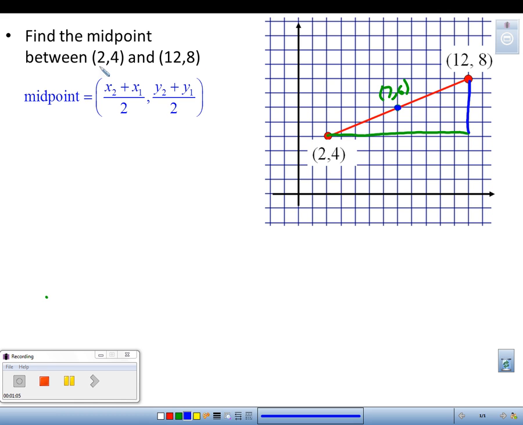Now I can just label my points. I'll call that x1 and y1, and I'll call the other one x2 and y2. Now let's use our formula and see what happens.